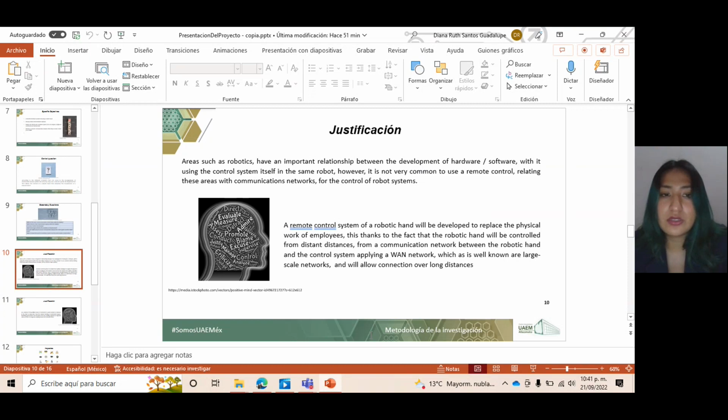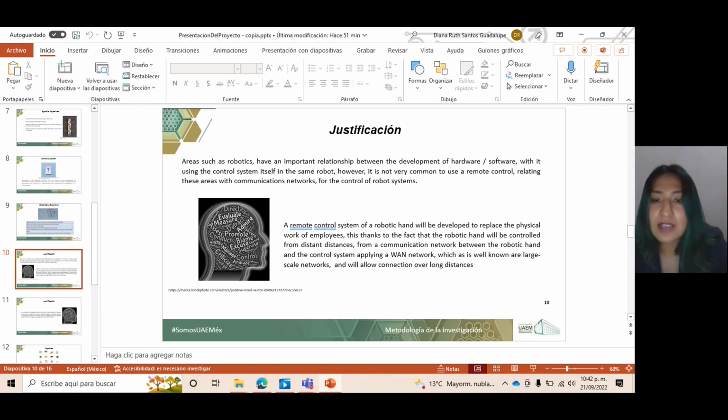Justification. Systems and robots have an important relationship with the development of hardware and software, with the control system itself and the same robot hardware. It is not very common to use remote control relating robotic arms with communication networks for the control of a robot system. A remote control system of a robotic hand will be developed to replace the physical work of employees.